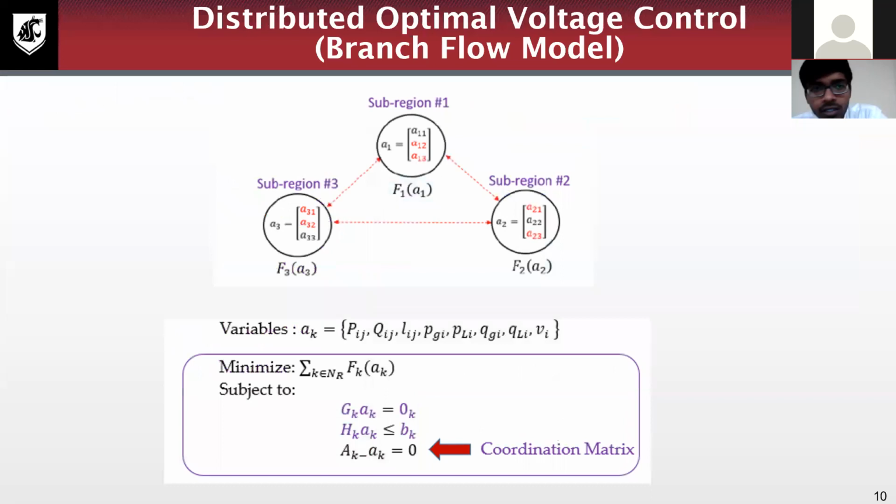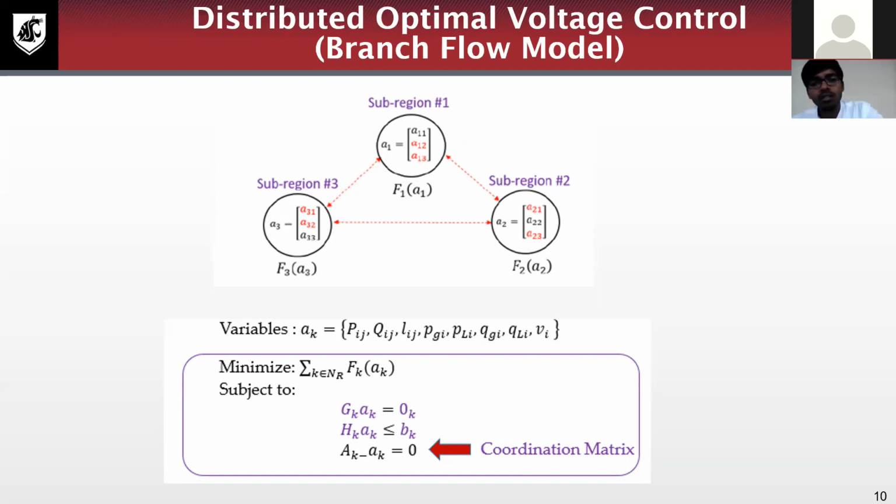Now let's go to distributed. Once we go to distributed, we have to see how it differs from the centralized one. What people normally do is divide the objective, the set of power flow equations, and the set of operational constraint equations into subregion based equations.